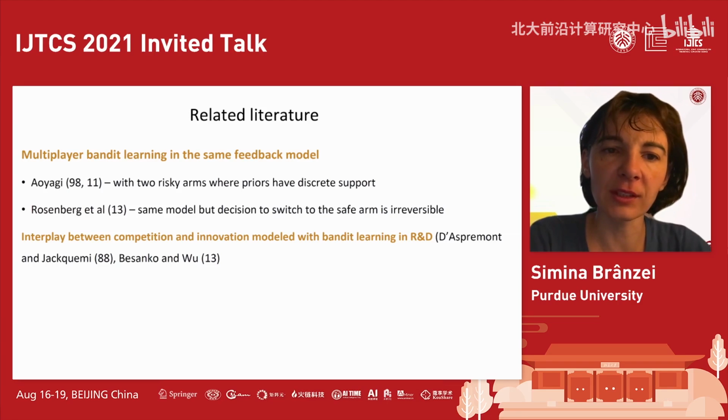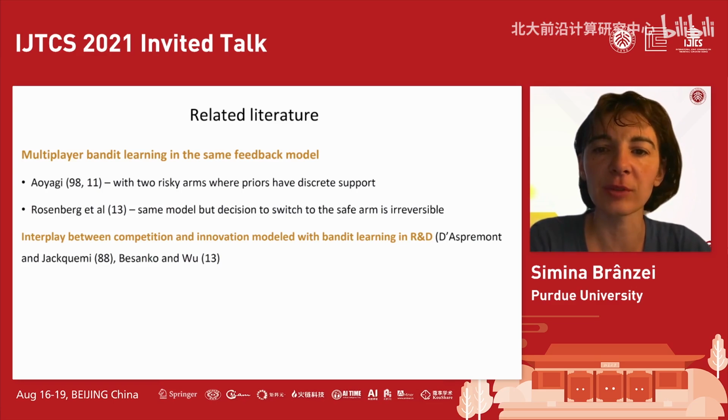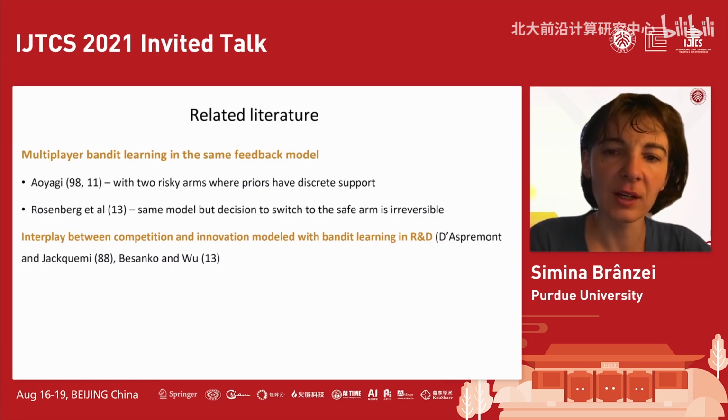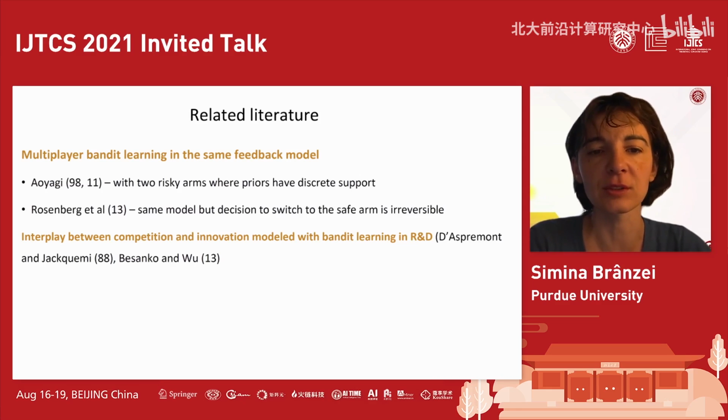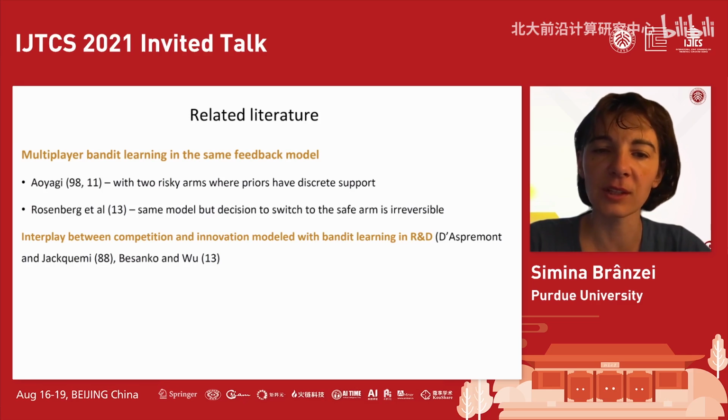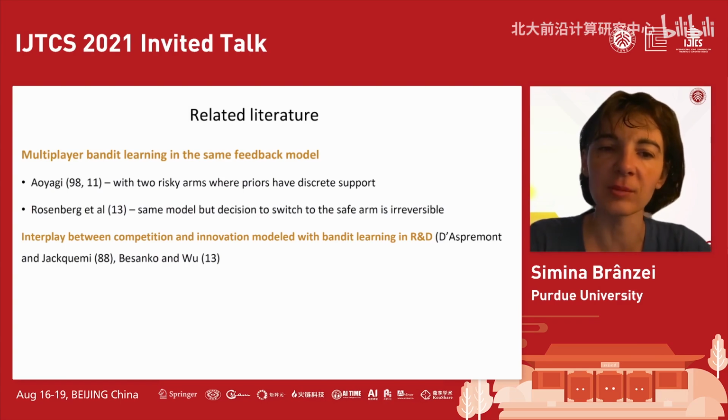There is also multiplayer bandit learning in the same feedback model as ours. So in particular, Ayagi studies two risky arms where the priors have discrete support. And Rosenberg et al. studied the same model, but where the decision to switch to the safe arm is irreversible. So this is, again, two arms. One arm is safe, one is risky, and the players can play either one, but if they switch to the safe arm, then they cannot go back. And there has been also work in the R&D literature on the interplay between competition and innovation.